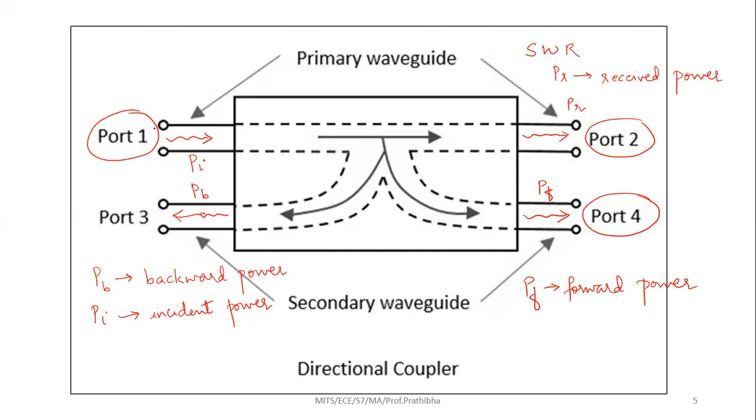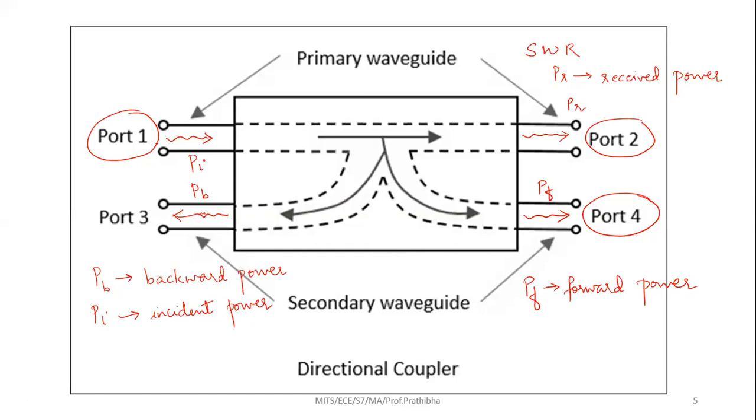So if the wave is incident from port 1, everyone's attention here. If the wave is incident at port 1, it couples its power to ports 2 and 4 and not to port 3. I repeat once again. You can see odd numbers on the left hand side, that is 1 and 3, and even numbers on the right hand side, that is 2 and 4.